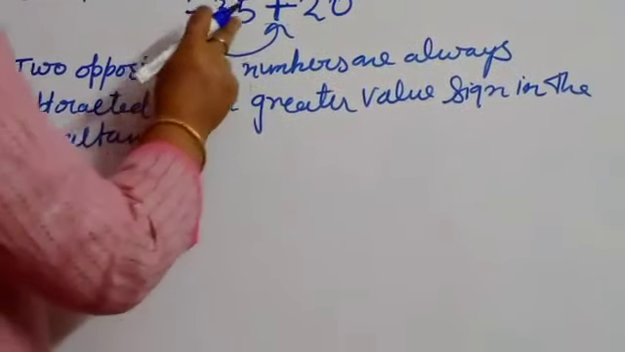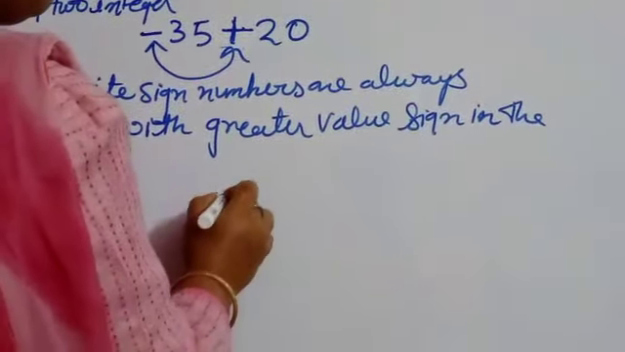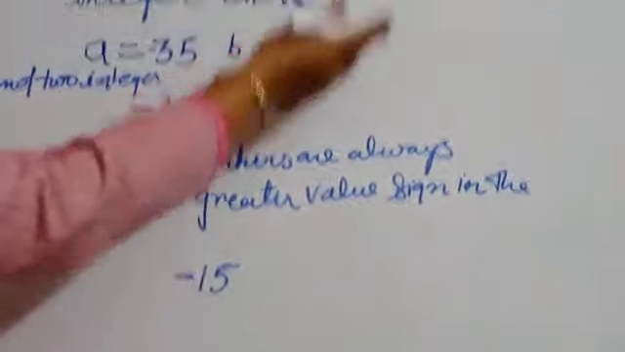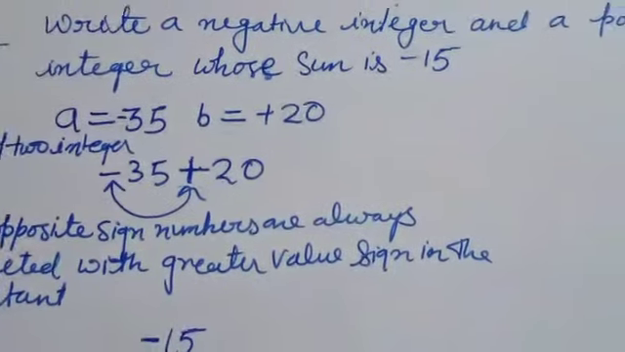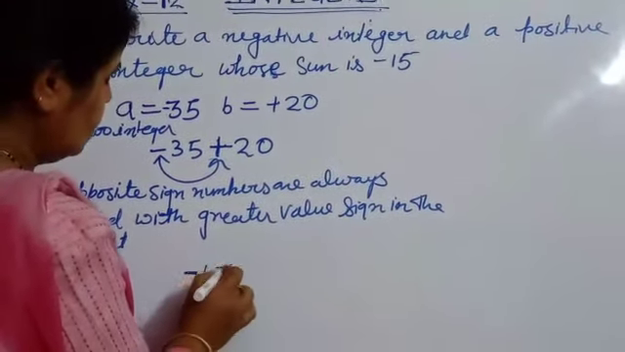See, 35 minus 20, what will it come to? 15 obviously, and the greater value has what sign? Minus. So minus 15. In this way we finally reach the answer. In this way we can do the question.